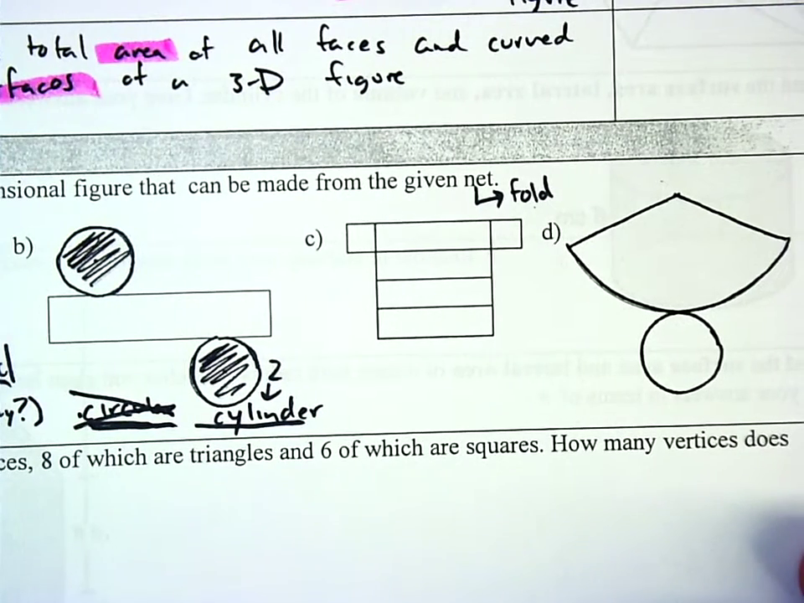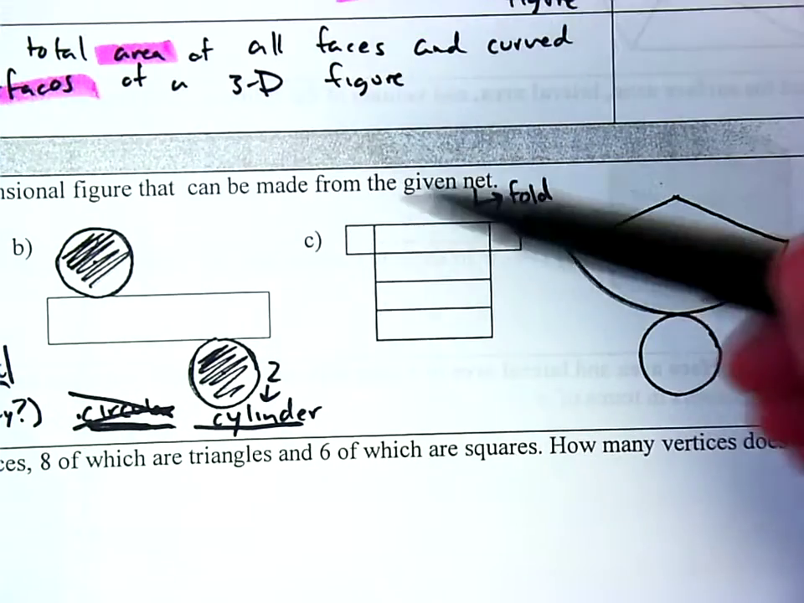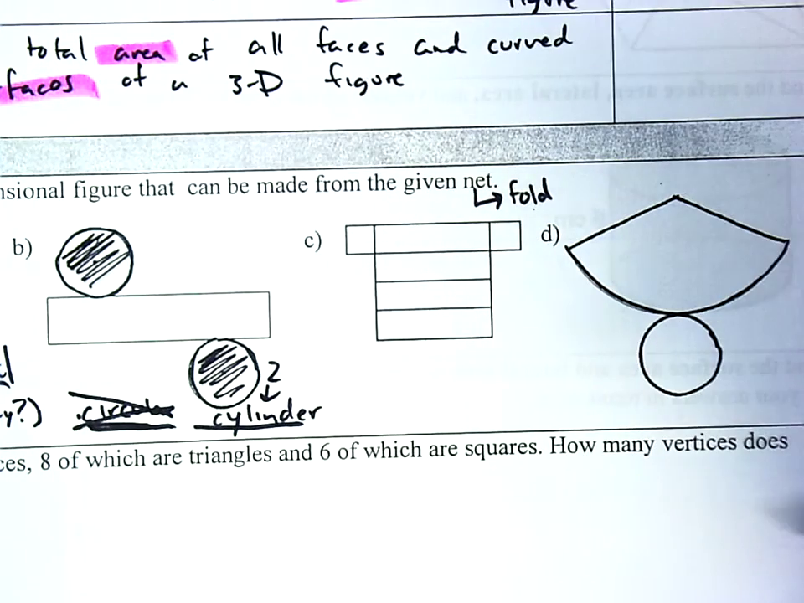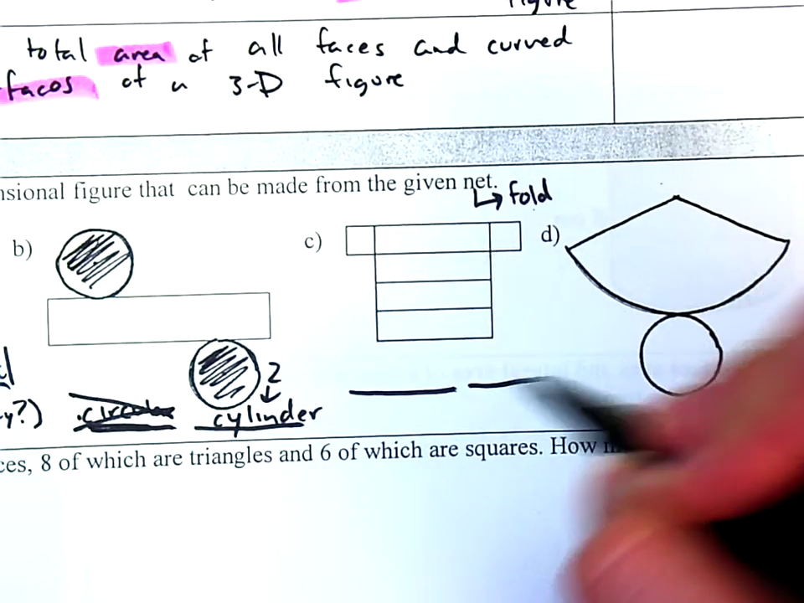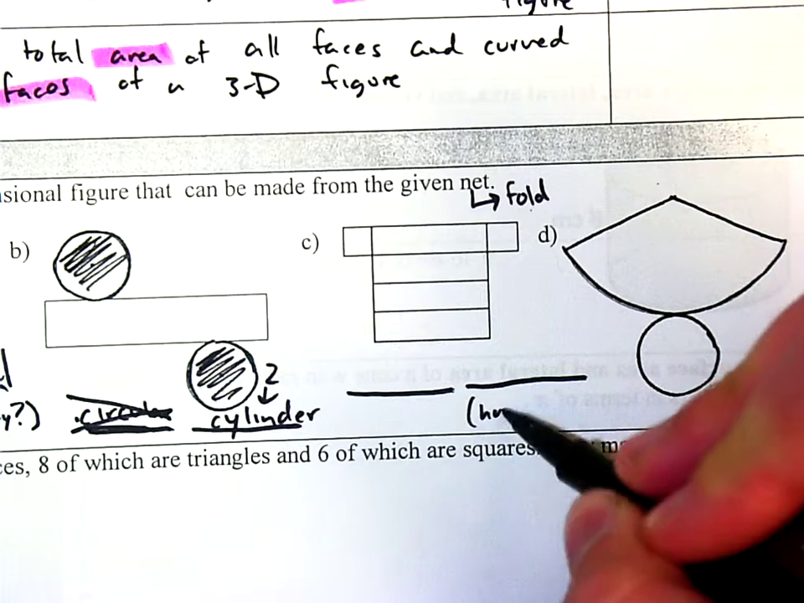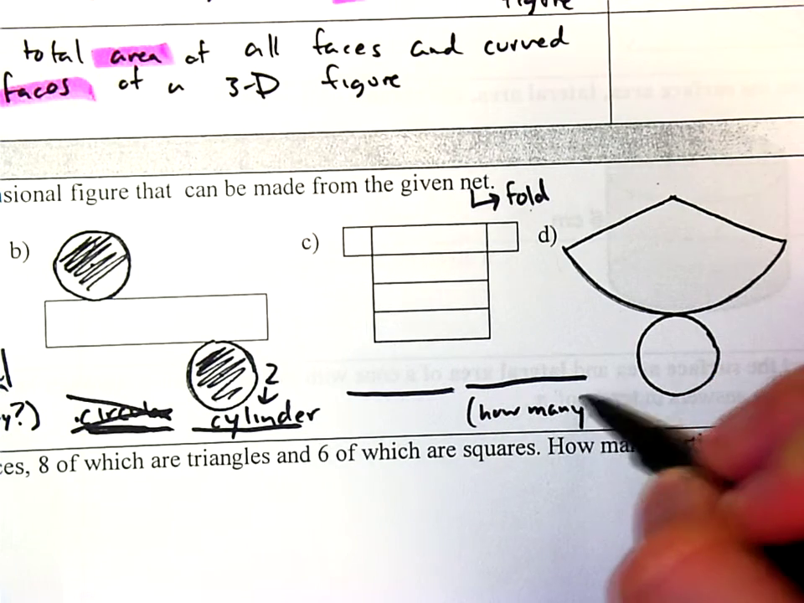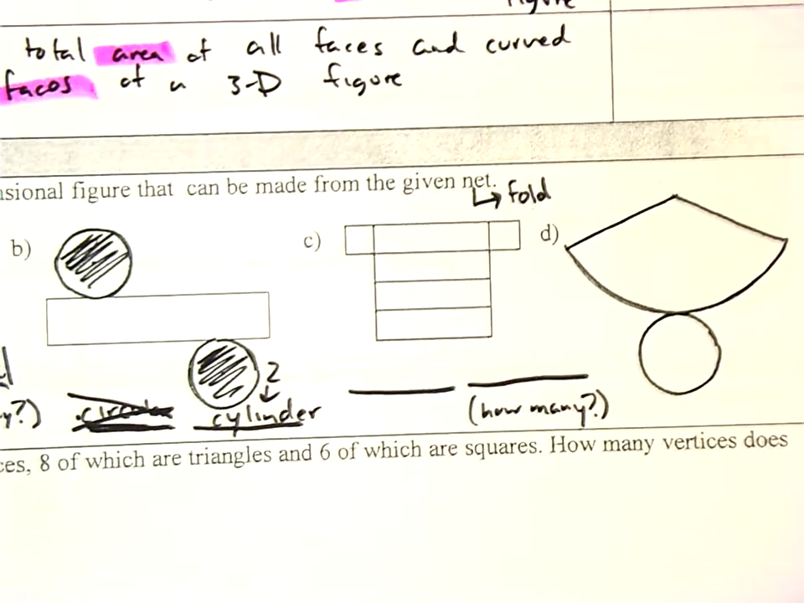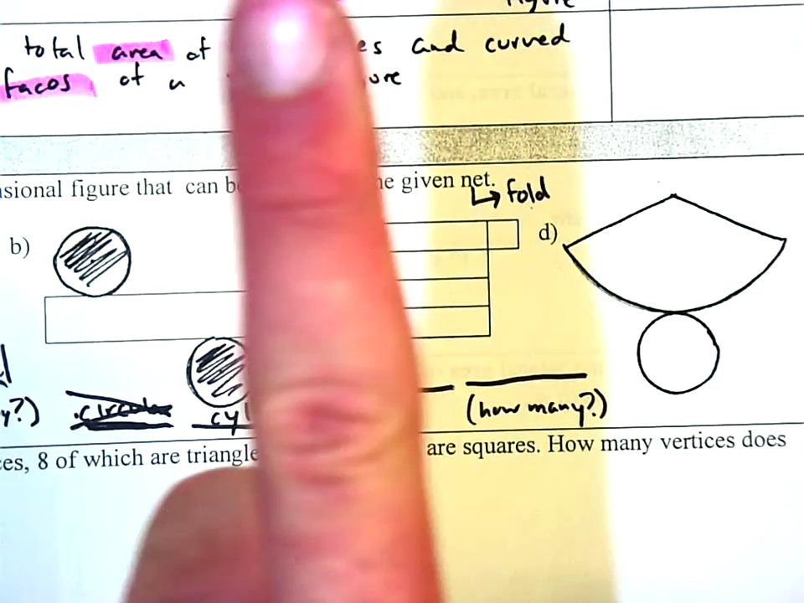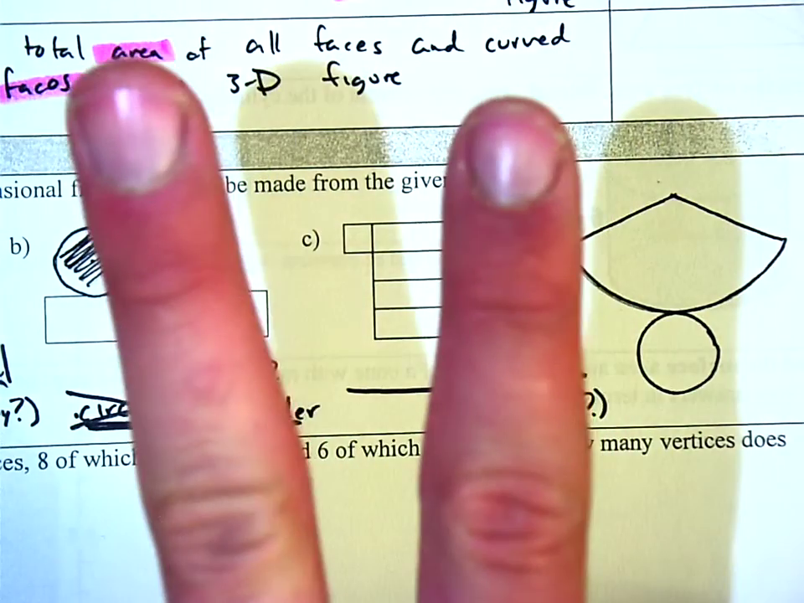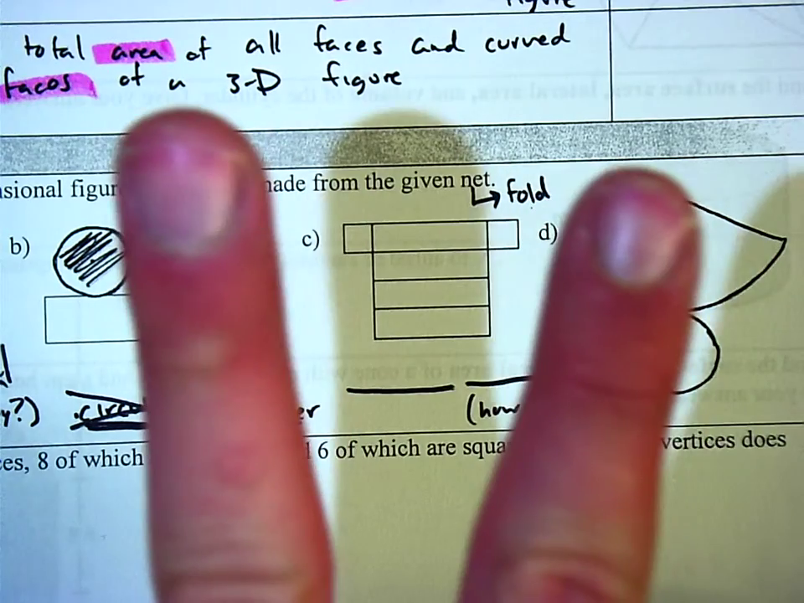For C, this one gets a little harder to tell, right? Because I know that I could have something with a rectangular base like that, or I could have something with a rectangular base here. So actually what we can do is start by asking the second question first. How many bases are there? Now I know it can only be 1 or 2. I can only ever have 1 or 2 bases.